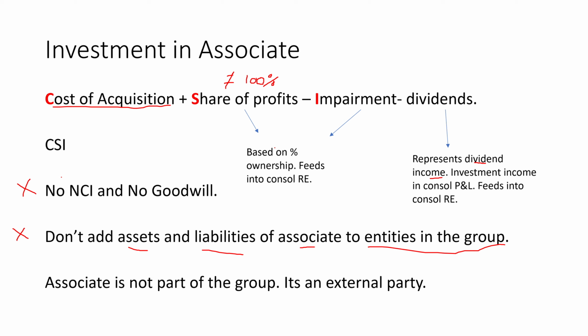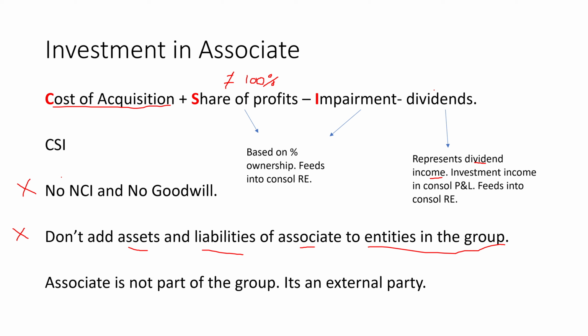If you have 20% ownership and your profit is 300k, the share of profits is going to be 20% of 300k, which is 60k. You take away any impairment, but don't apply the percentage to the impairment. You just take away the full impairment of the investment in associate. Like if it's 10k, you take away the full 10k. You take away any dividends that the associate is paying to the parent company. So if it's 20k, you take away the full 20k.